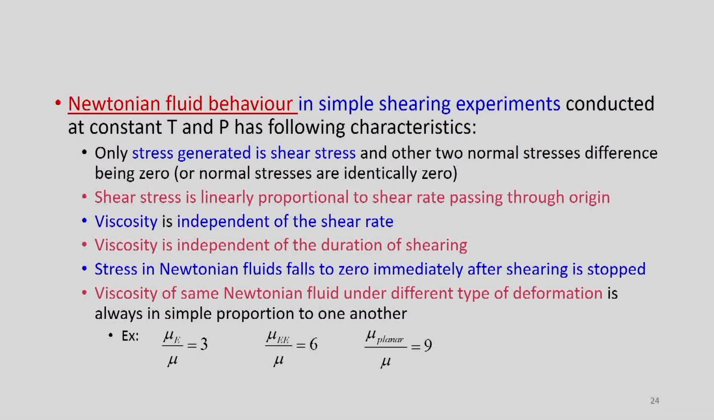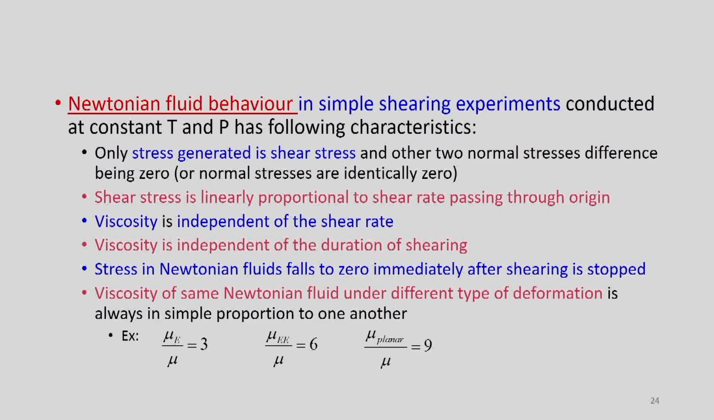Shear stress is linearly proportional to the shear rate, passing through the origin, giving a tau yx versus gamma dot yx linear plot passing through the origin, with a constant slope of viscosity mu. Whatever the slope mu is, that is the viscosity, and it is independent of the shear rate.